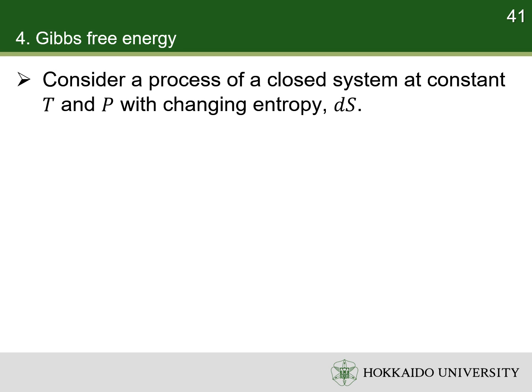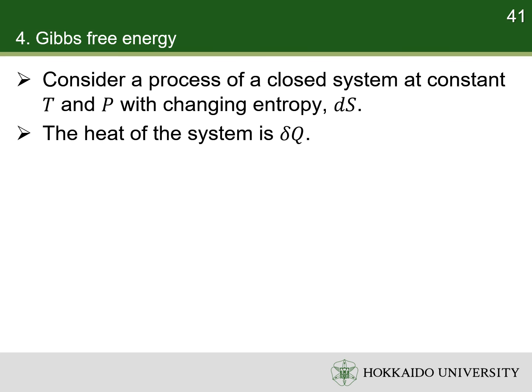Now, consider a process of a closed system. The system and its surroundings are both at temperature T and pressure P. The entropy change of the system in the process is dS. The heat of the system in the process is delta Q. Pay attention, dS is not necessarily delta Q divided by T, because the process is not necessarily reversible.